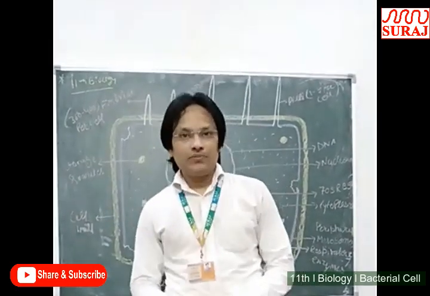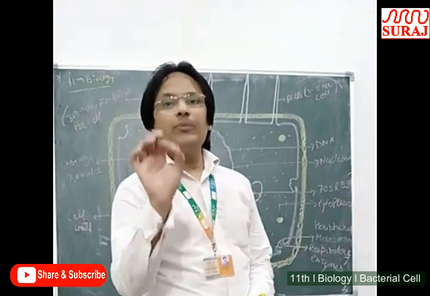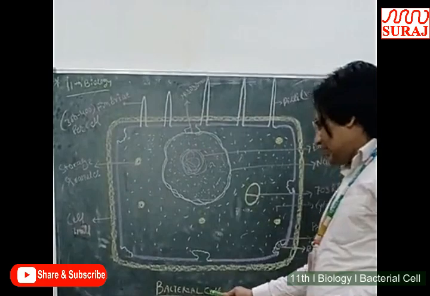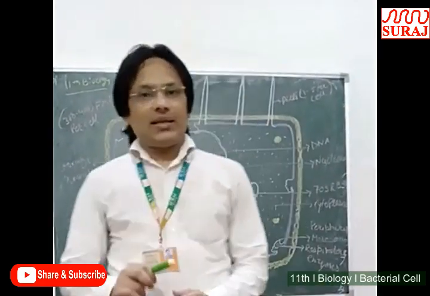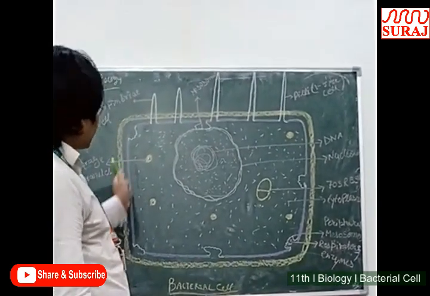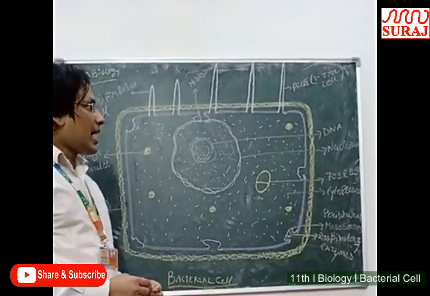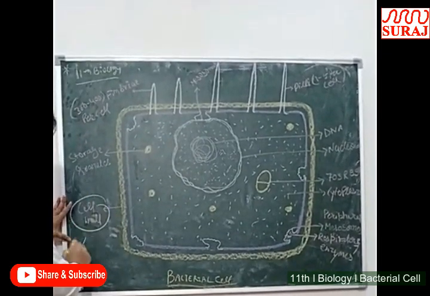I am Dr. Pankaj and today we are discussing one of the most important topics of 11th class, that is bacterial cell. This is the diagram of a bacterial cell, and in a bacterial cell the outermost structure is known as cell wall, and cell wall is basically made up of peptidoglycan.